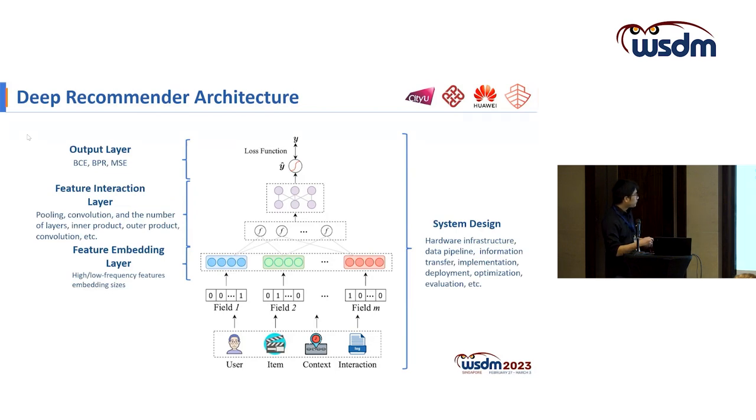For example, at the output layer of this neural structure, usually we may consider different types of loss functions, for example, the classification loss, ranking loss, and also some regression loss to train the deep learning models. And for the feature interaction layers, we may consider different operations on the features, for example, pooling operations and convolution operations. And sometimes we may also consider the number of layers for feature interaction. For the feature embedding layer, usually we may consider the dimensions of the embedding sets. And from the whole system perspective, we may also consider other factors such as the hardware infrastructure, data pipeline, information transfer, and other factors.